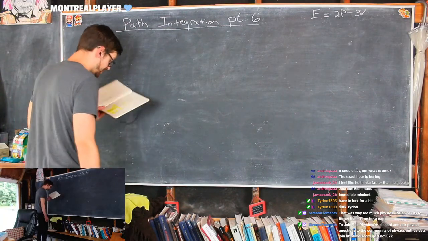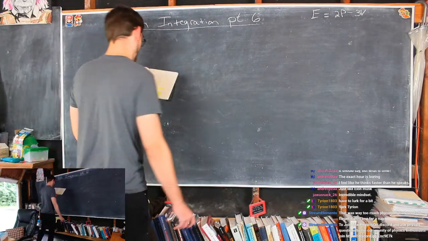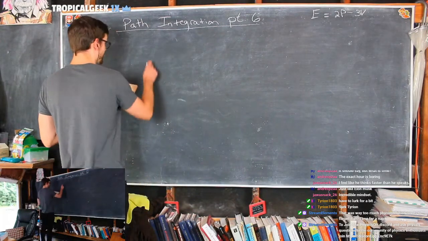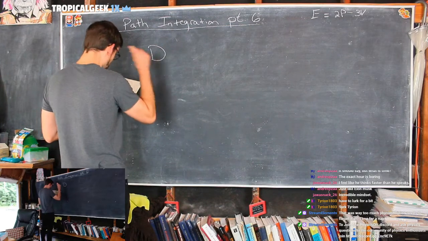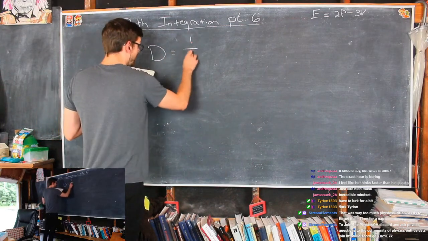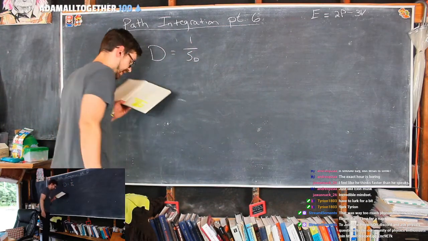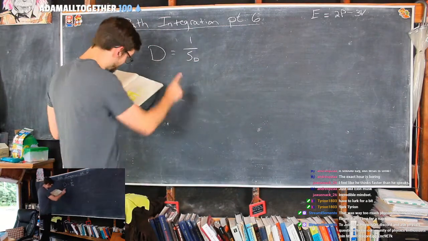Okay, so where are we at? There's a general diagram expression. Okay, so there's a general diagram, and that's going to be given by D is equal to 1 over S_D. Now S, remember, was the symmetry factor. S_D is a little bit different.